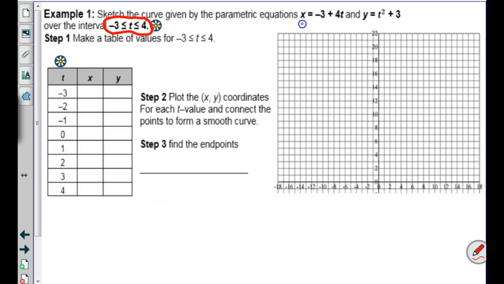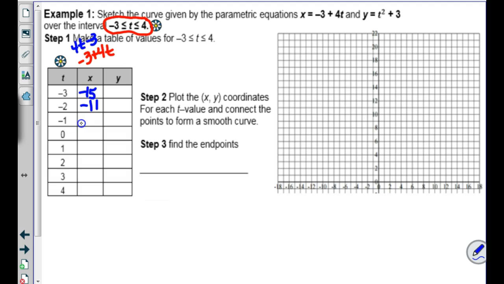Now, the equation given for x is -3 plus 4t. So don't worry about y yet. Let's just put -3 into this equation and see what we get. -3 plus 4 times -3 would be what? Let's just call this 4t minus 3. Would that be easier? It's the same thing, right? So 4 times -3 would be -12 minus 3 is -15.